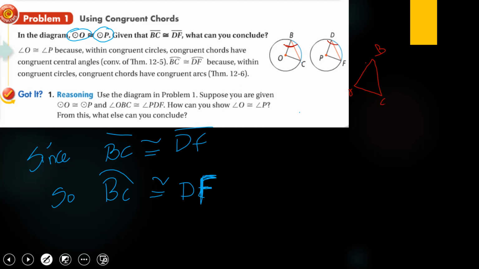Now, look at the triangle BOC, and the second triangle, DPF. Now, they told me that BC and DF are congruent.